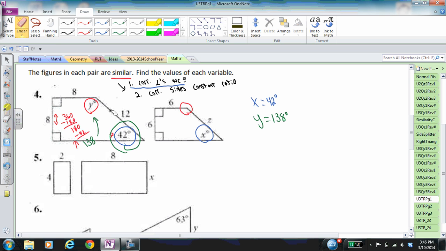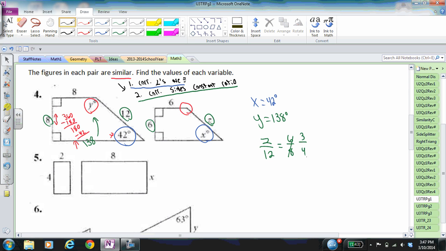Let me just erase those marks so they don't confuse you. Finally, we want to use the fact that corresponding sides are in a constant ratio in order to solve for z. So z is a corresponding side with 12, so I'll say that z over 12 is equal to, and I can pick any other set of corresponding sides. I'll do 6 and 8, so 6 over 8, which simplifies to 3/4.